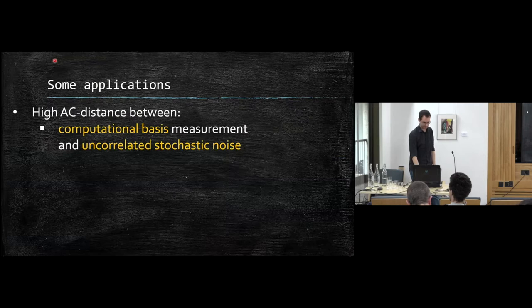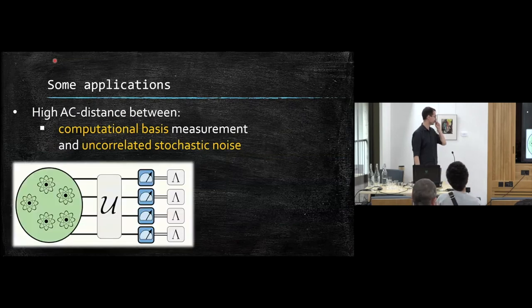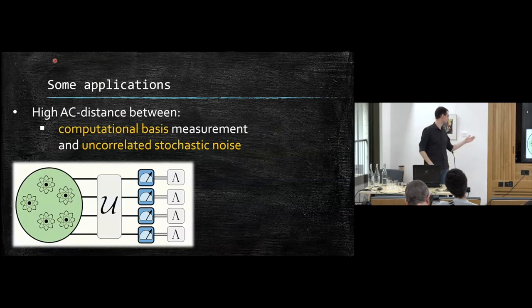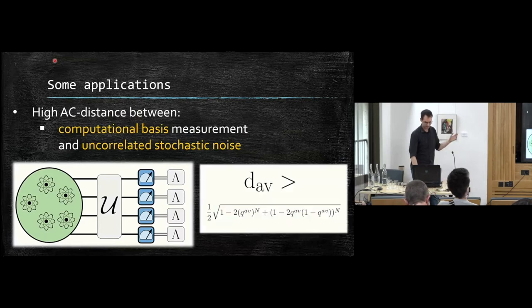And a little bit similar thing holds when you have a computational basis measurement and some uncorrelated stochastic noise. So you have some multi-qubit arbitrary state, then you have a random unitary, and you assume all of this is perfect, except when you make a measurement in standard basis, you add some noise, which is represented by those lambda channels. They don't have to be the same. In that case, you can lower bound the distance between those two. Okay, this is a little bit more complicated expression.